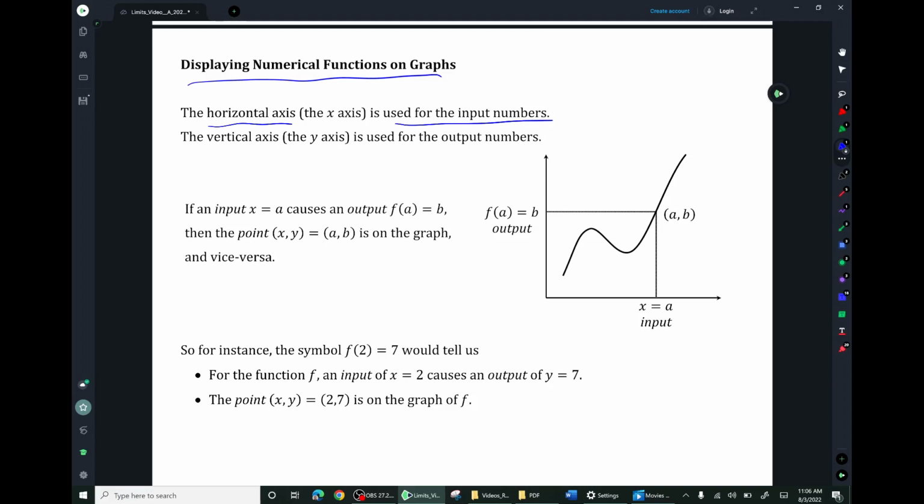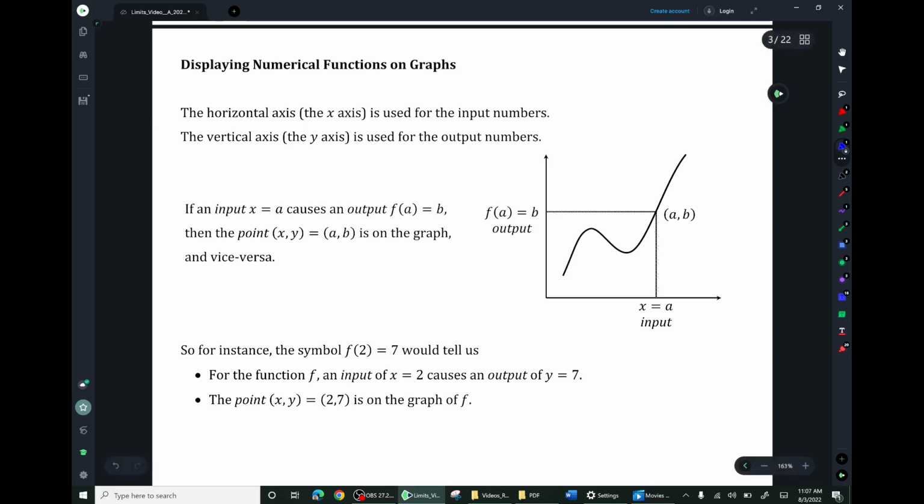Now, the vertical axis is used for the output numbers. Often those are called y, so we often refer to the vertical axis as the y-axis. But again, that won't always be the case. There are examples where the vertical axis could be maybe capital C for concentration of some chemical, or it could be N for number of something sold. So the vertical axis may have different names, but the key thing is that it's always used for the output numbers. Now, how do we actually display the function on the graph?